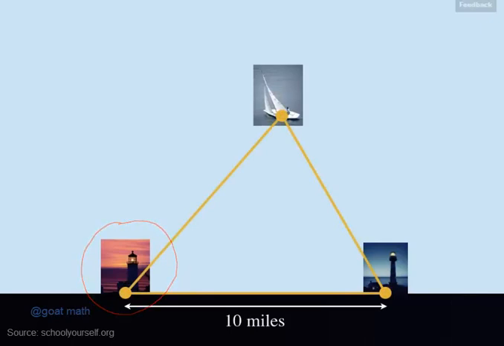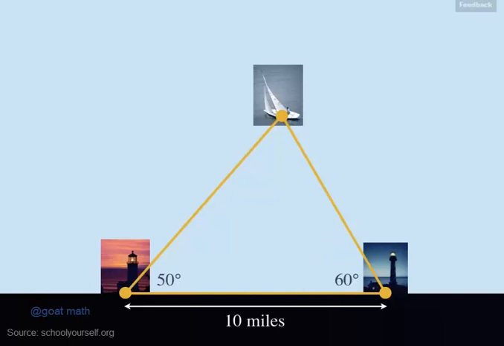Now in this lighthouse, the operator sees that there's a 50-degree angle between the boat and the other lighthouse. In other words, imagine you're standing in this lighthouse and looking straight at the boat. If you turn 50 degrees in this direction, then you'll be looking straight at the other lighthouse. Meanwhile, the operator in this lighthouse measures a 60-degree angle between the boat and the first lighthouse.